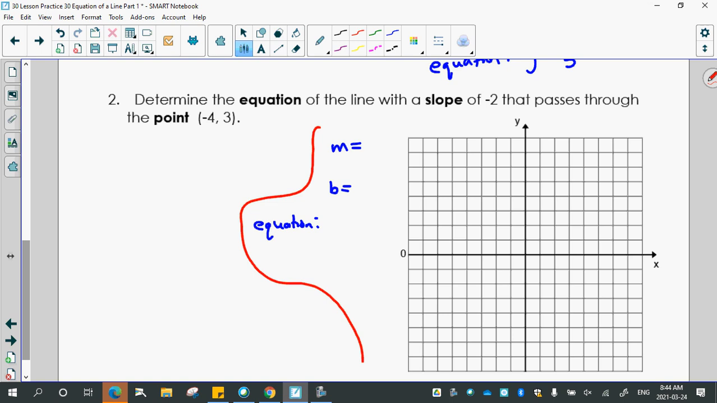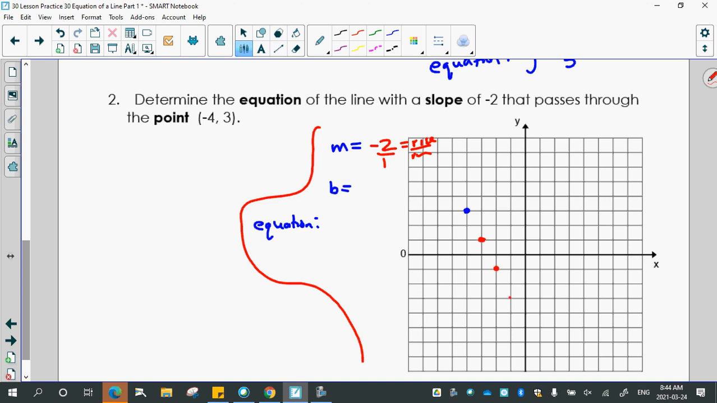So, what can we already fill in? Okay, then what would you do? Vanessa? Plot the point -4, 3. Okay, how does that help me? Yep. Now you can use the slope. Lovely. Nice. So down 2/1.